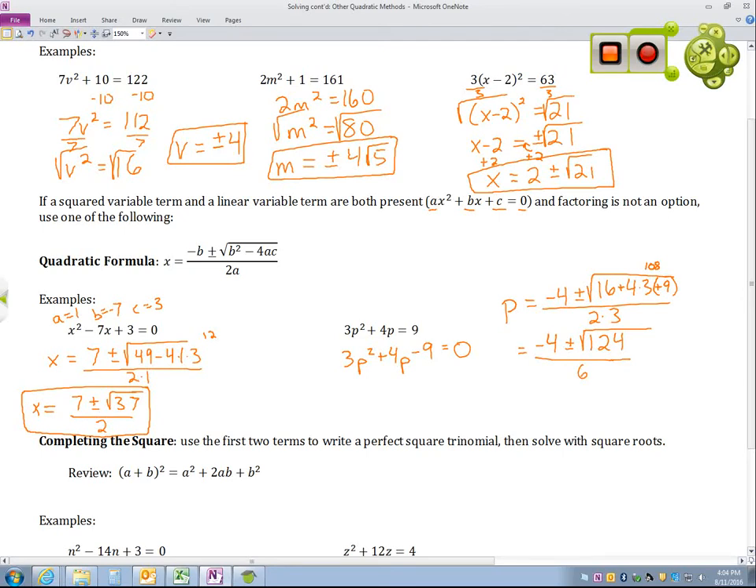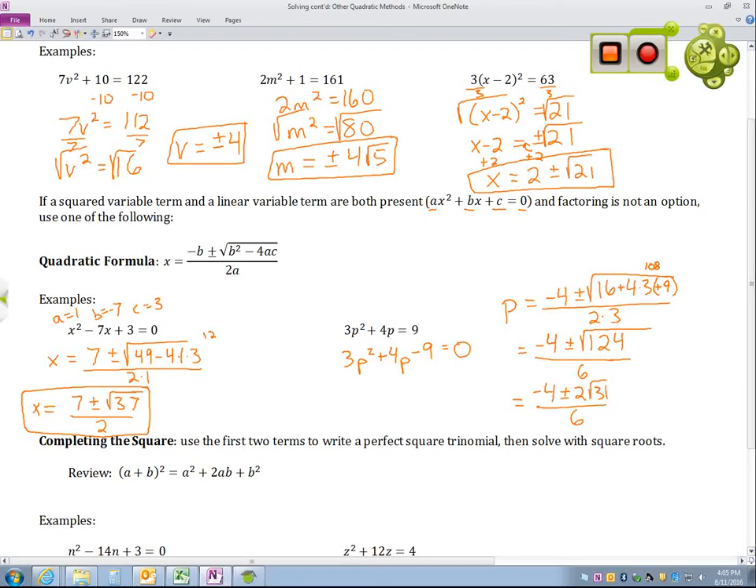Okay? Now, 4 and 6 do have a common factor, but again, I cannot reduce those until I check to see whether or not the 124 can be simplified. In this case, I'm going to check to see if 4 goes into it, because that's a perfect square. Half of 124 is 62. That's even, so half of that again is 31. So yes, I can simplify the root 124 and make this -4 plus or minus 2 root 31 over 6.